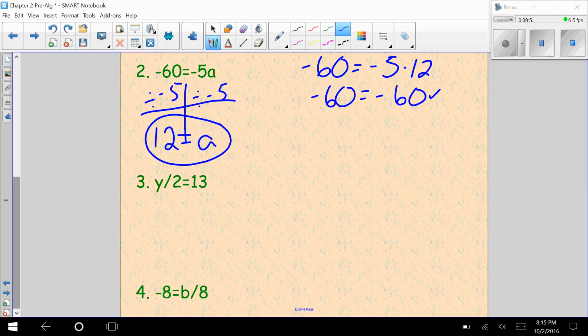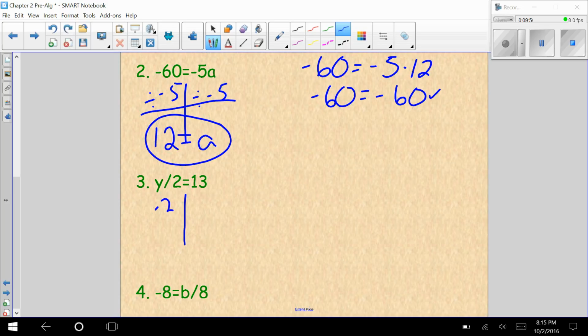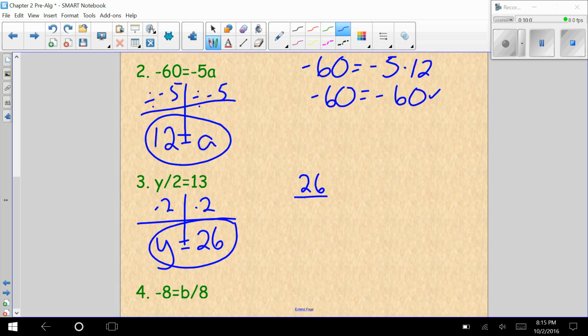All right, y divided by 2 equals 13. To undo division, I'm going to multiply by 2. So y divided by 2 times 2 is just y. 13 times 2 is 26. My answer is y equals 26. To check it, take 26 divided by 2 equals 13. Well, that does indeed equal 13, so it checks out.